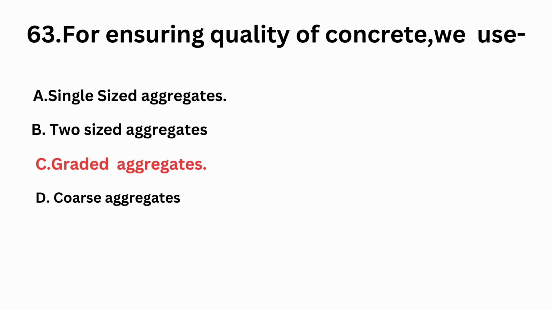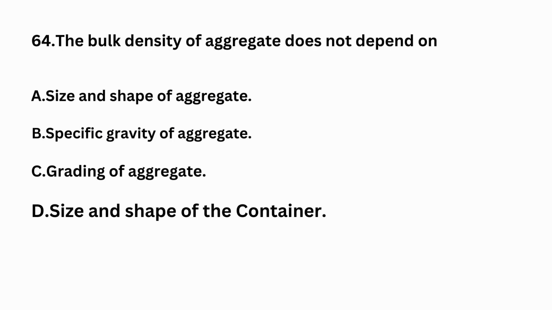Graded concrete. 64. The bulk density of aggregate does not depend on A. Size and shape of aggregate, B. Specific gravity of aggregate, C. Grading of aggregate, and D. Size and shape of the container. Bulk density depends on the properties of the aggregate, not of the container.